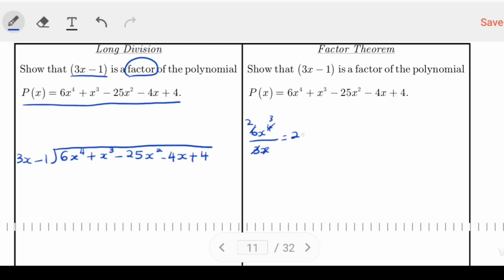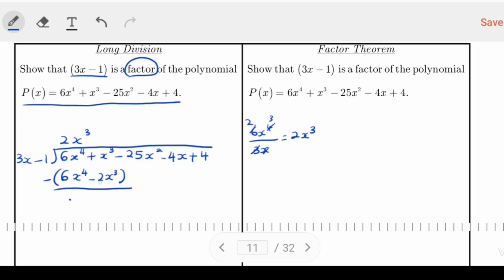So we're going to get 2x cubed. So put 2x cubed on top. So 2x cubed multiplied by 3x, we're going to get 6x to the power of 4. And 2x cubed, we have to multiply by negative 1. We get minus 2x cubed. So after we multiply, we subtract. So 6x to the power of 4 minus 6x to the power of 4, we get 0.